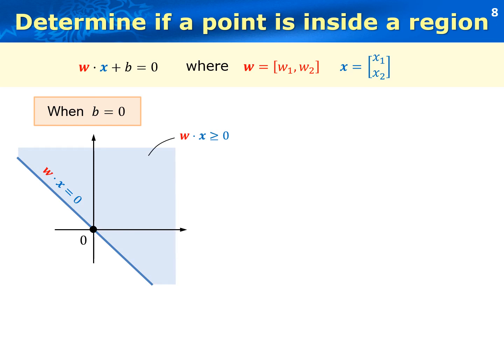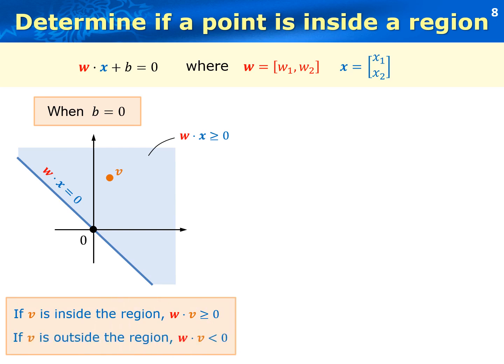Thus, if the given point v is inside the blue region, v must satisfy w times v larger than or equal to 0. Otherwise, if v is outside the region, w times v is less than 0. In this example, v is inside the blue region. Thus, w dot product v is non-negative. The non-negative dot product implies that the angle between w and v is less than or equal to 90 degrees.